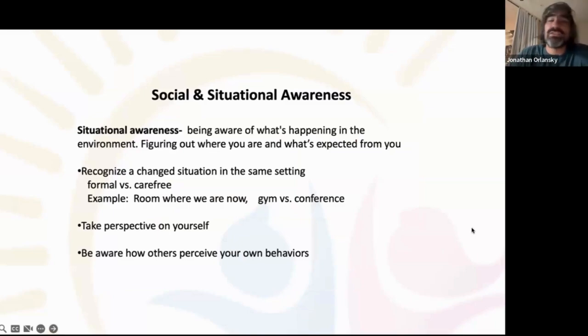Social and situational awareness. Now, situational awareness is being aware of what's happening in the environment, figuring out where you are and what's expected of you. So, recognizing a changed situation in the same setting. Again, there's no one set of appropriate behaviors, right? We talk to kids a lot about inside and outside voices, right?